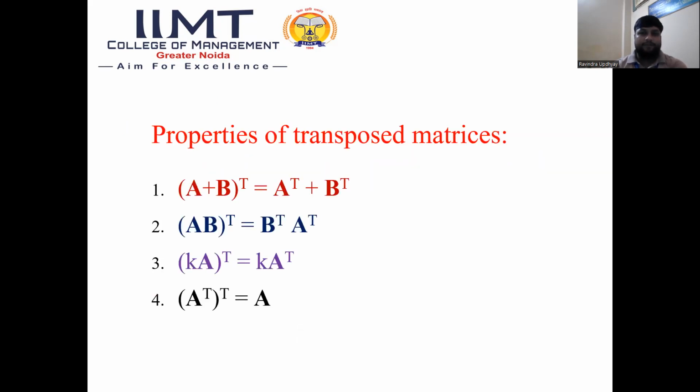Properties of transpose matrix. First property: (A + B) transpose equals A transpose plus B transpose. Second property: (AB) transpose equals B transpose A transpose. Clearly, (AB) transpose is not equal to A transpose B transpose. It is equal to B transpose A transpose.